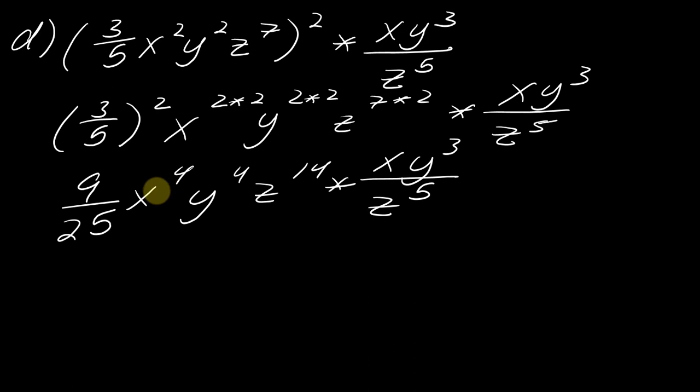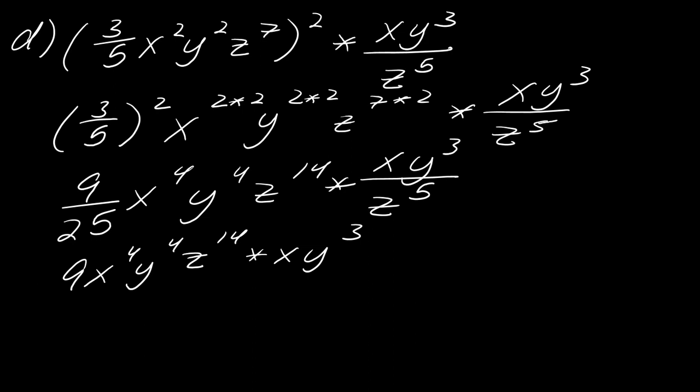So for instance, like these 3 parts here, this x, y, and z, is this in the numerator or the denominator? This would all be in the numerator. So here's what's on top. We have 9, x to the 4th, y to the 4th, z to the 14th. And then we also have this other xy cubed. All of that's on top. And then in the bottom, we have 25z to the 5th.